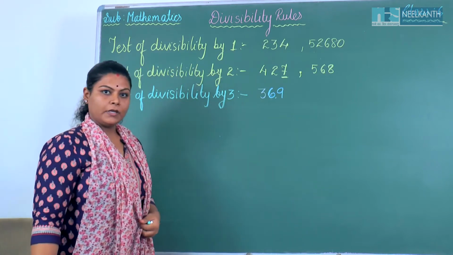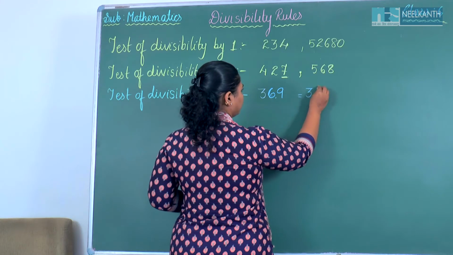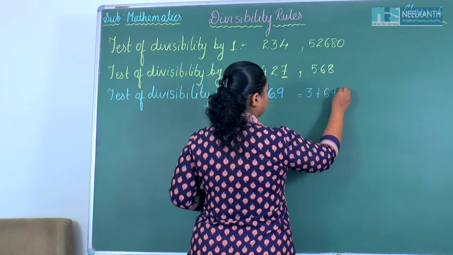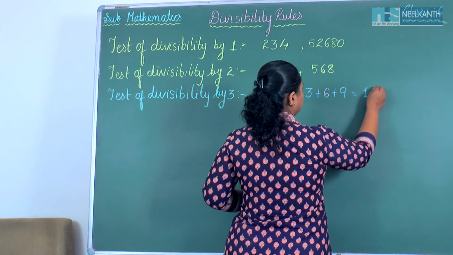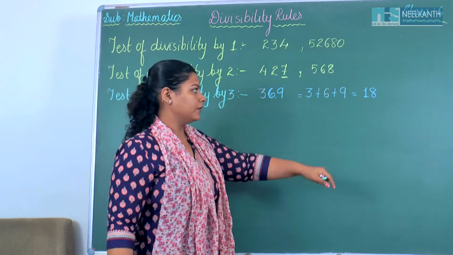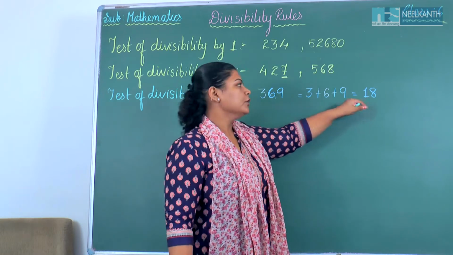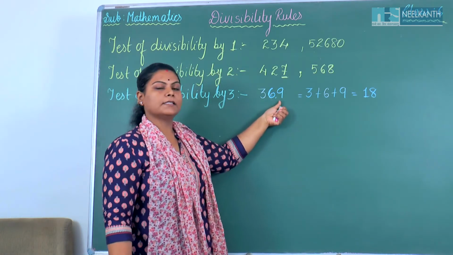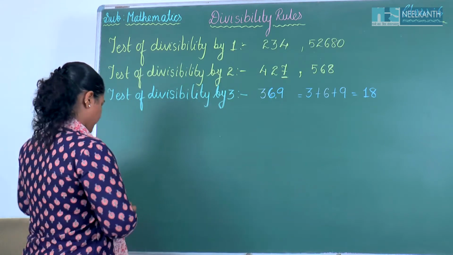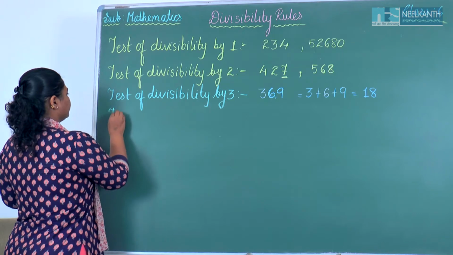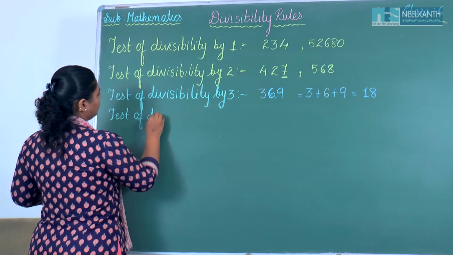369. First of all, we have to add these digits. 3 plus 6 plus 9. The addition of these numbers will be 18. So we can see here 18 is divisible by 3, means it is a multiple of 3. So the whole number 369 is also divisible by 3. Now let's check the divisibility test by 4.